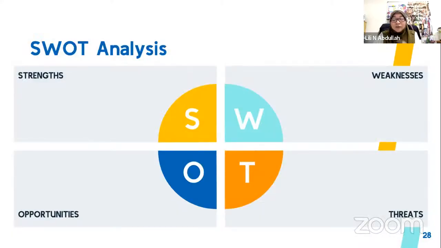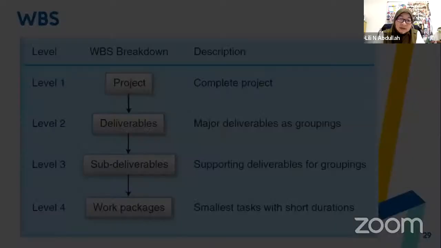Or okay, for analysis, we can use statistical analysis. We can use SWOT analysis. If this is for business, usually this is for business and case studies, you can use SWOT analysis, and of course other methods. Okay, this is one example.